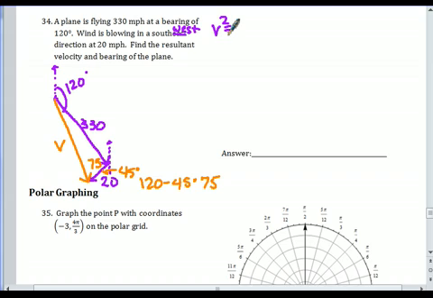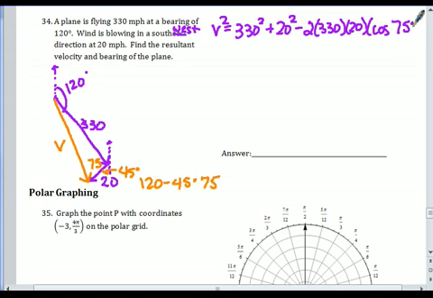V squared is going to be equal to 330 squared plus 20 squared minus 2 times 330 times 20 times cosine of 75 degrees. If you put all of that into your calculator, remembering to take the square root because that's going to be a large number, you're going to get a resultant velocity of 325.398 miles per hour. Now the second question is, what's the new bearing of our resultant vector?